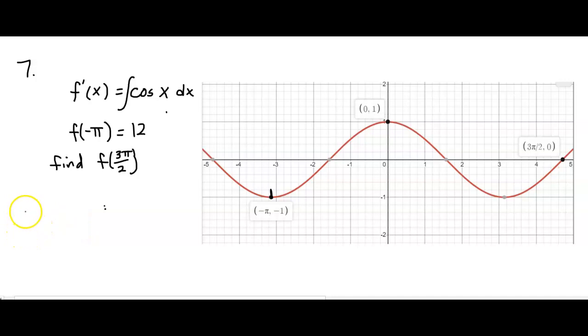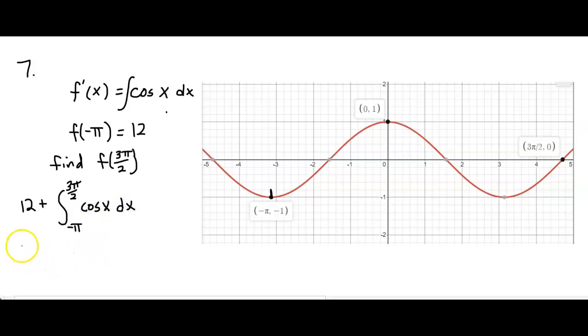point is 12. So we're going to take 12, and then we're going to add the integral of the derivative, and that's going to accumulate. So we're going to accumulate the values from negative pi, because that was our starting point, up to where we want to go, which is 3 pi over 2. So bear with me here. The integral from negative pi to 3 pi over 2 of the cosine of x dx.